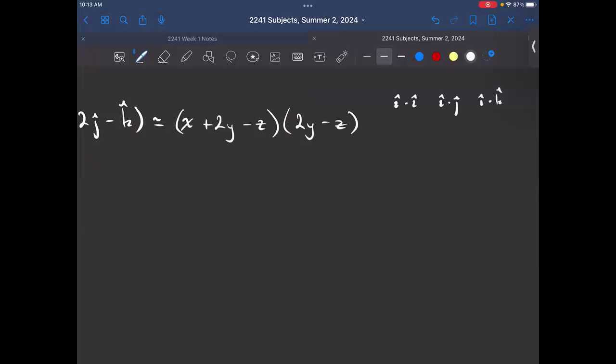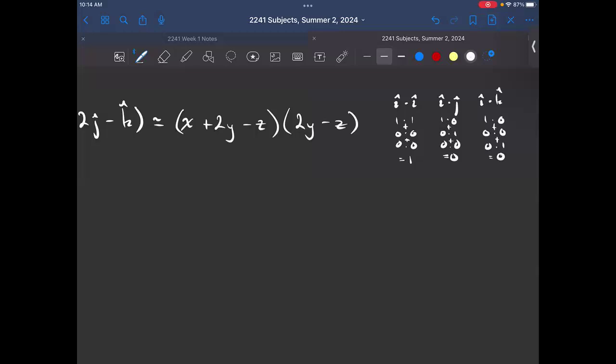So i dot i, this is 1, 0, 0, 1, 0, 0, multiply, multiply, multiply, add, add, add. This is 1. For i and j, everything ends up being 0, so we get a dot product of 0. For i and k, same thing happens. It's just a 1 in a different coordinate. And so i dot i gives us 1, i dot j gives us 0, i dot k gives us 0.